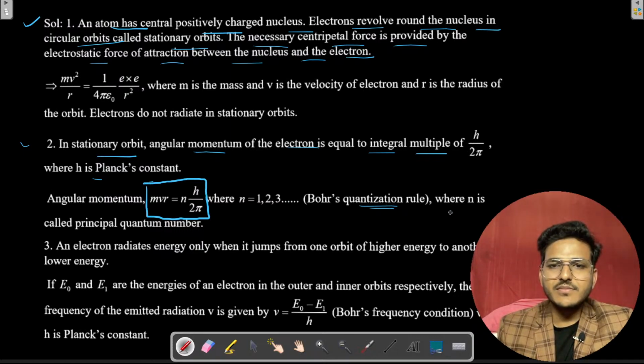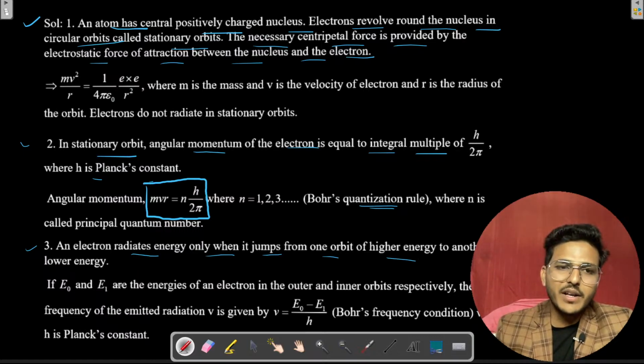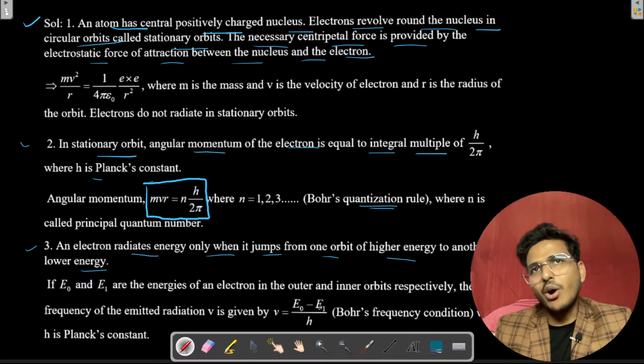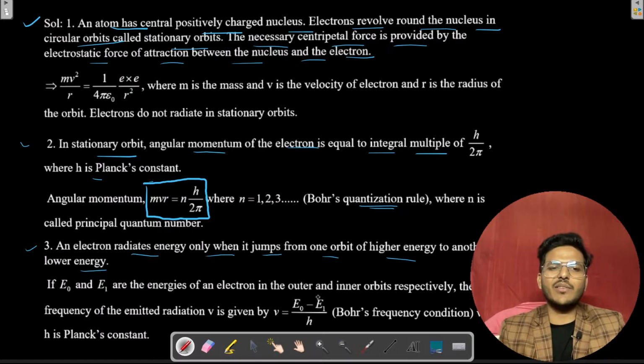Now, the third one: the electron radiates energy only when it jumps from one orbit to another orbit of lower energy. That is, nu equals E naught minus E1 upon h. These are the three postulates of Bohr's model.